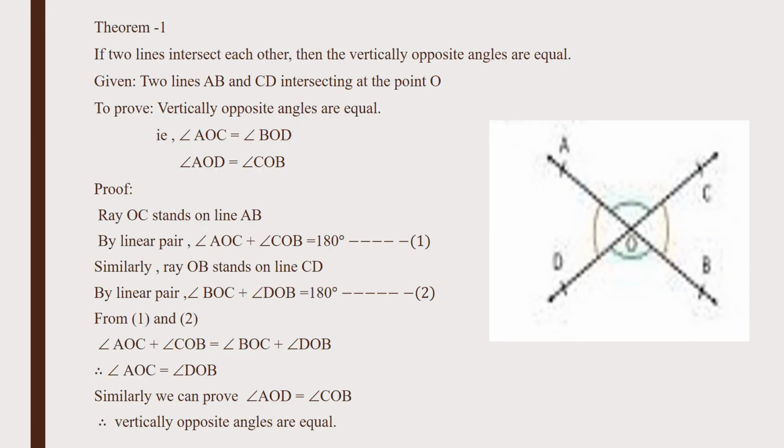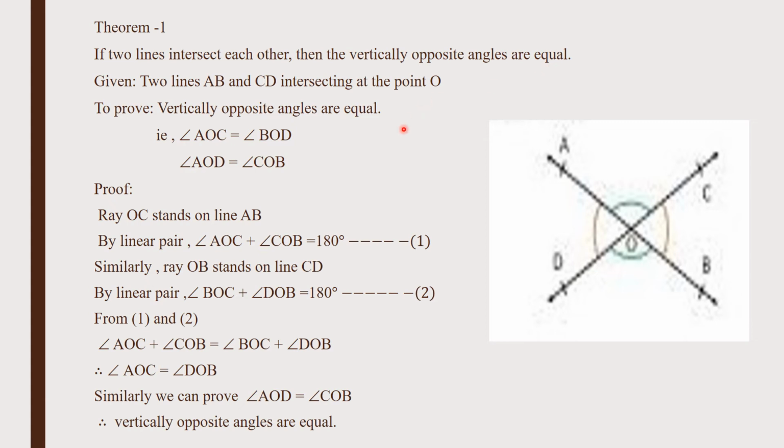Let us start our first theorem. If two lines intersect each other, then the vertically opposite angles are equal. We have already learned this in class 7 with the help of examples. Here we are going to prove it theoretically.